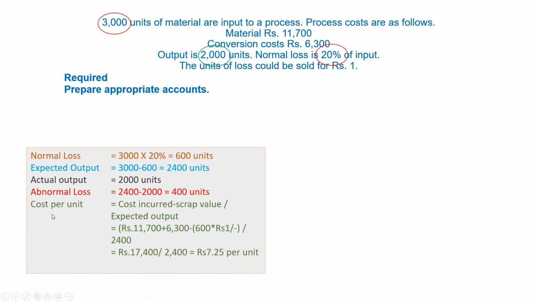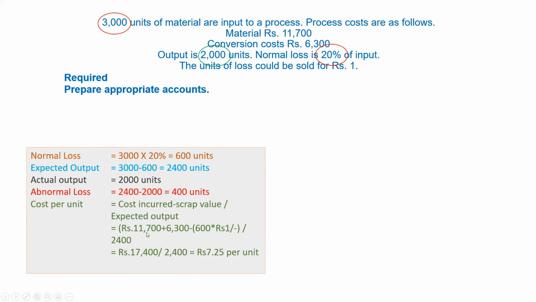Now, the cost per unit, how do you calculate in this scenario? Basically the total cost incurred minus the scrap value, because the losses could be sold for 1 rupee per unit. So we need to eliminate the scrap value of the normal loss when we calculate the cost per unit: the cost incurred minus scrap value, divided by the expected output.